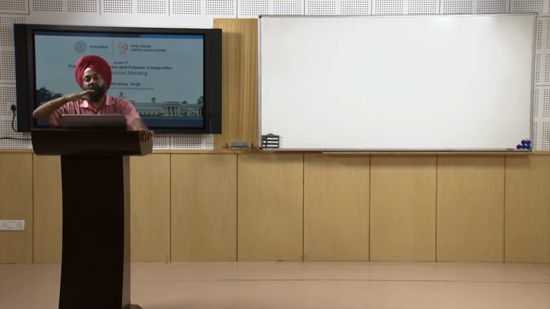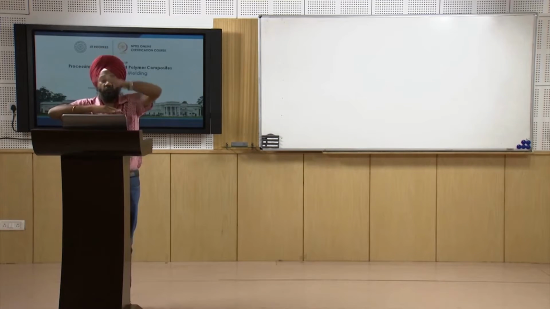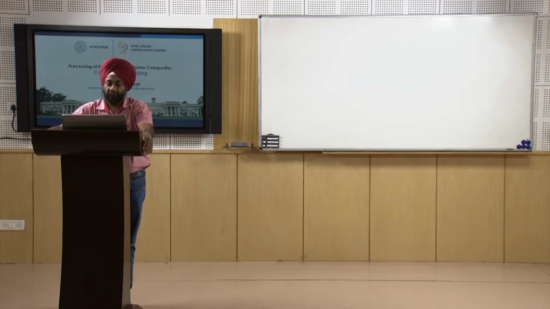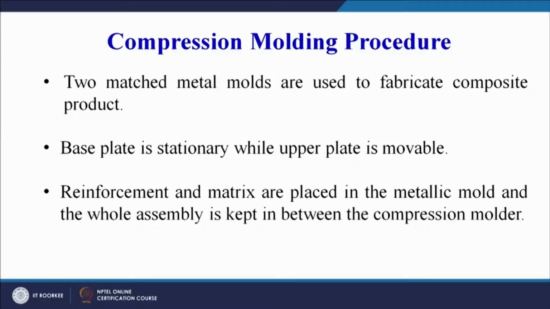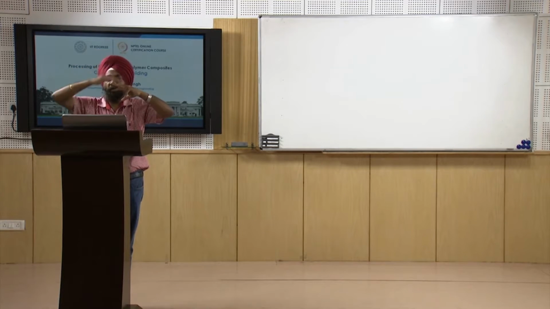So one half will be the base, another half will be the movable half. So that we will try to see with the help of a figure. Two matched metal molds are used to fabricate the composite product. The total mold will be a split type of mold in two halves. Base plate is stationary while the upper plate is movable. One half will be stationary, the other half will move up and down with the help of a hydraulic plunger.